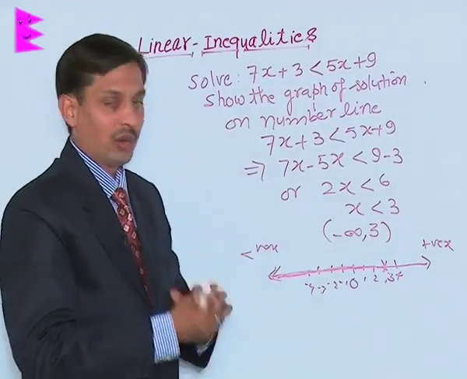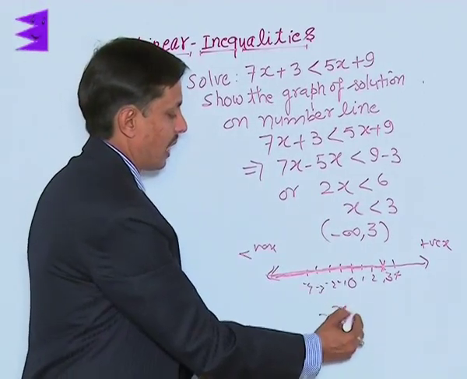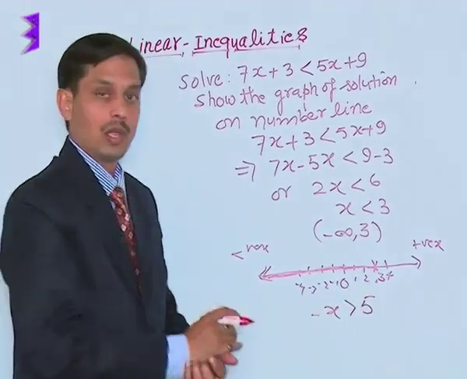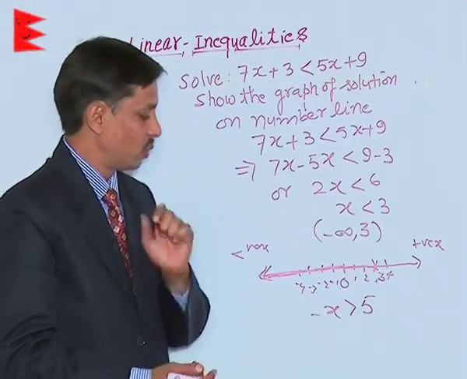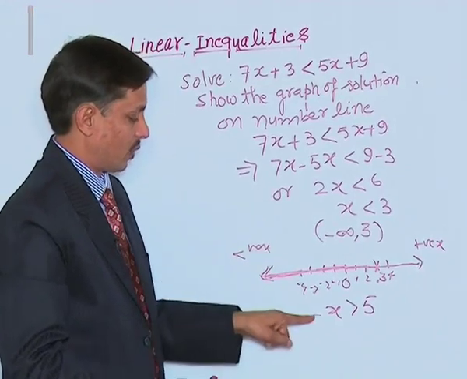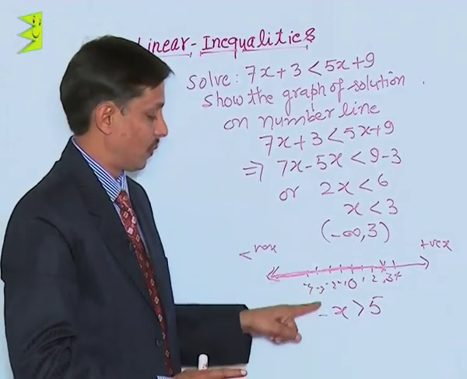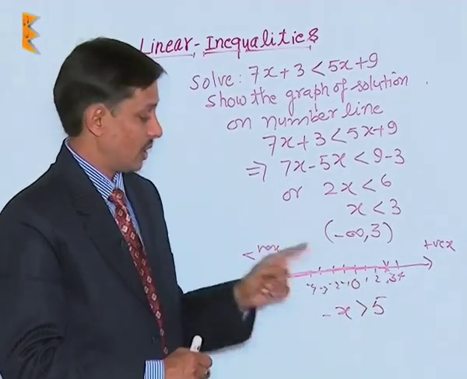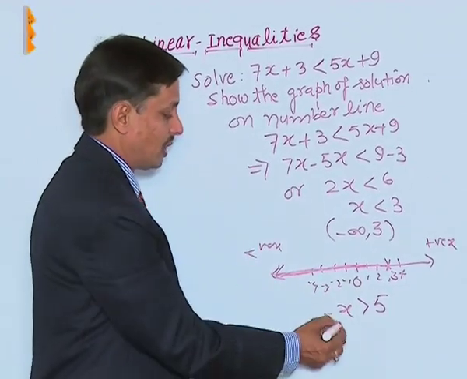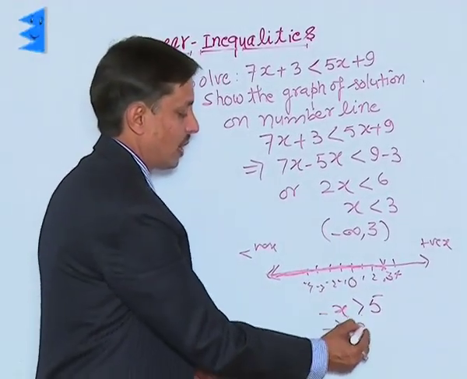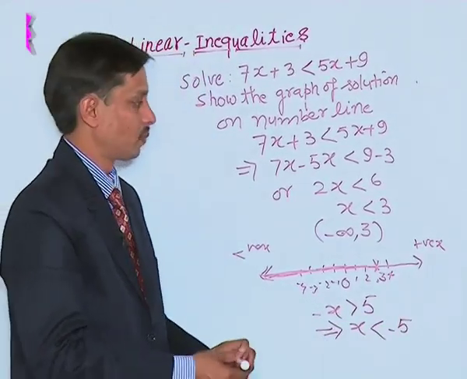Here I would like to add one more thing which is very important. Suppose I say minus x is greater than 5, what is the answer for x? It is very necessary to understand that as and when we shift this negative sign from left to right, the inequality needs to reverse. So what will be the answer in this case? This implies x will be less than minus 5.